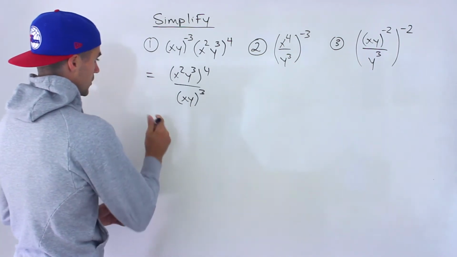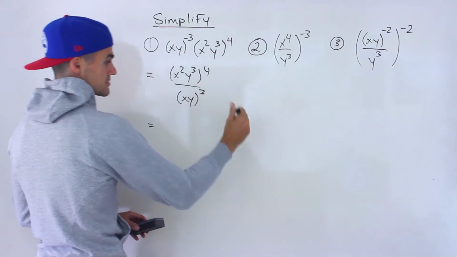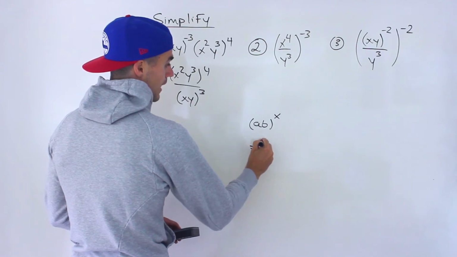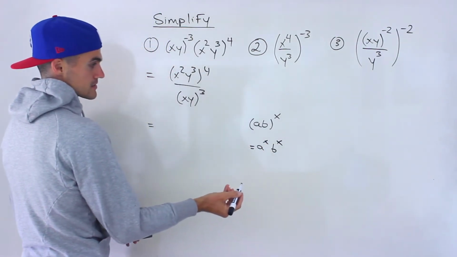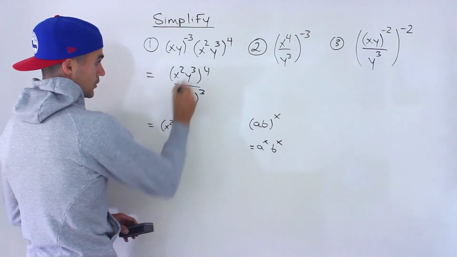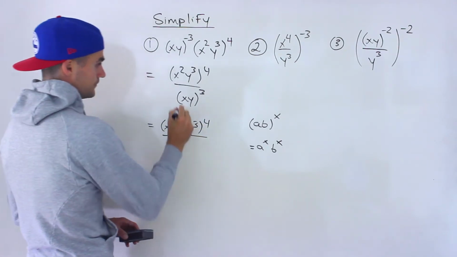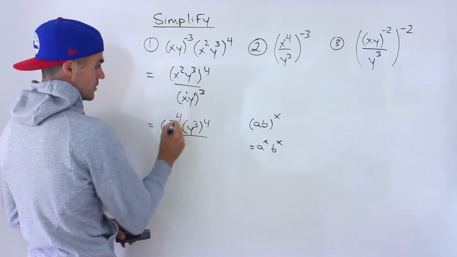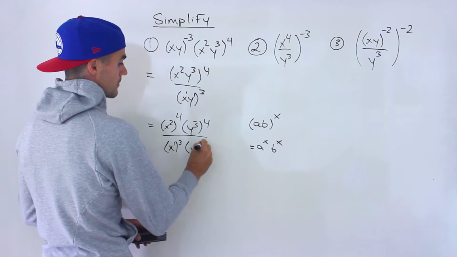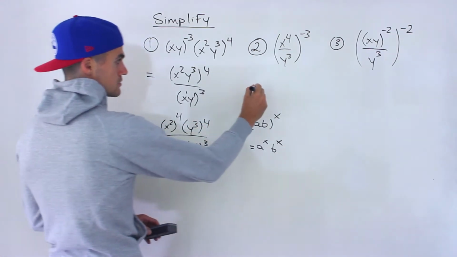Then from here, notice that both of these expressions are multiplying and there's an exponent on the outside. It's like ab to the power of x, which is equal to a to the x, b to the x. So this x squared goes to the power of 4. Then we've got the y to the 3, which would also go to the power of 4. Then we've got x to the 1, y to the 1, so x to the 1 goes to the power of 3, and y to the 1 goes to the power of 3. Like that.